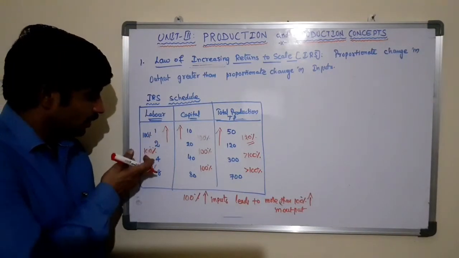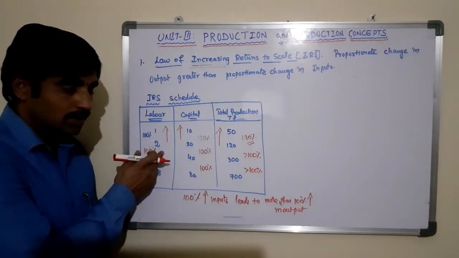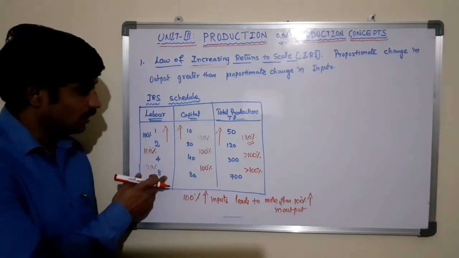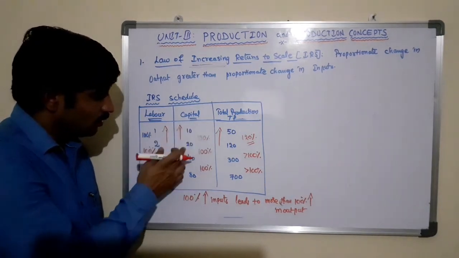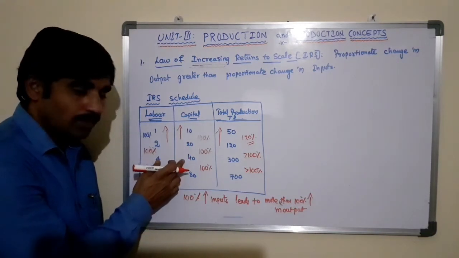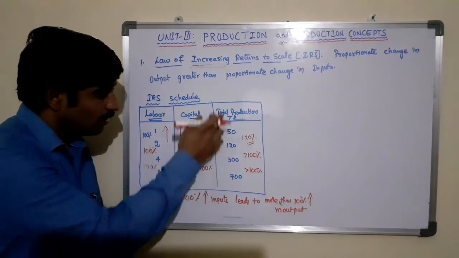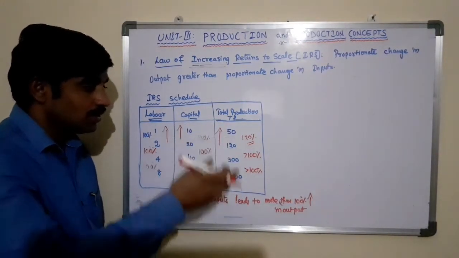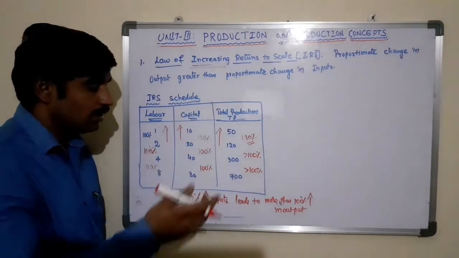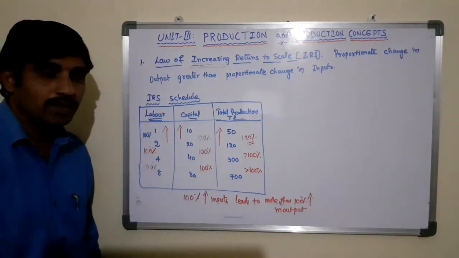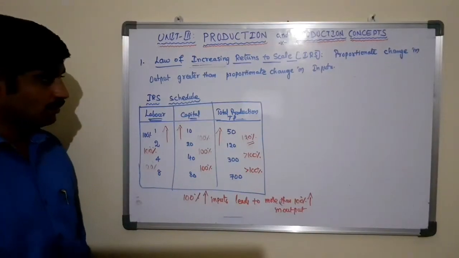100% increasing labor, that is 1 to 2, 100% increased, 2 to 4, 100% increased, 4 to 8, 100% increased. Similarly, 10 to 20, 100%, 20 to 40, 100%, 40 to 80, 100% increased. Where the production is increased more than 100%, greater than 100%. This is the situation we can call the law of increasing returns to scale.